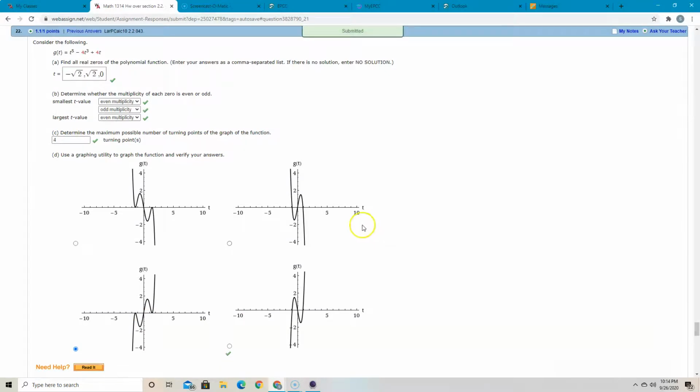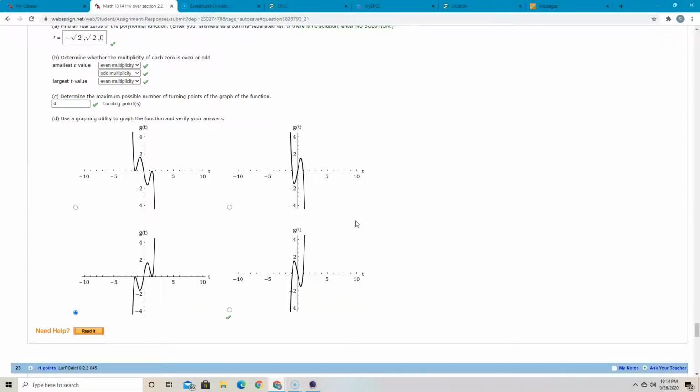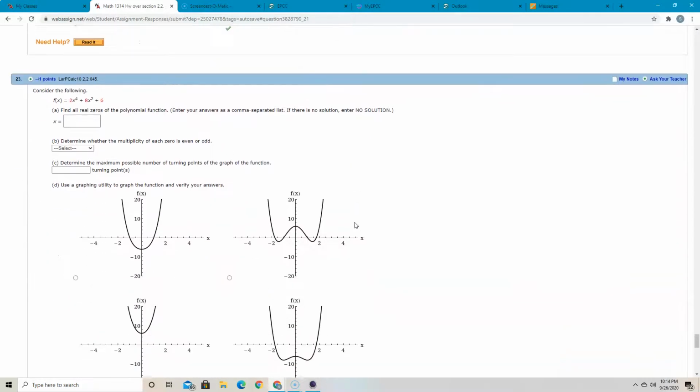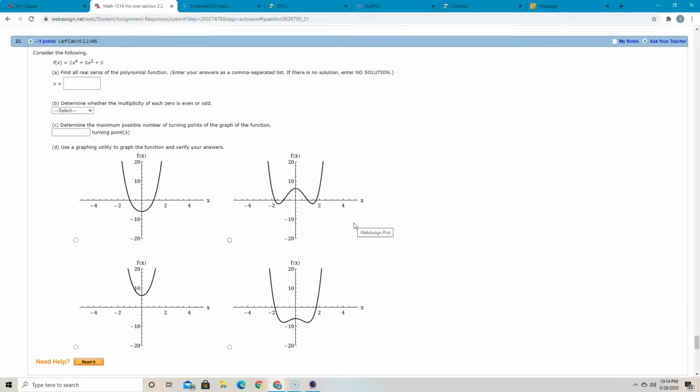And there are those friendly green check marks, class. Okay, one more. 23. Same directions. This is a polynomial. The degree is 4. It's easy to start getting mixed up with degree and multiplicity.